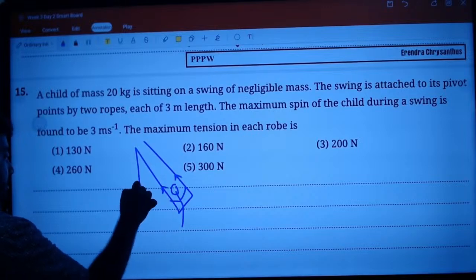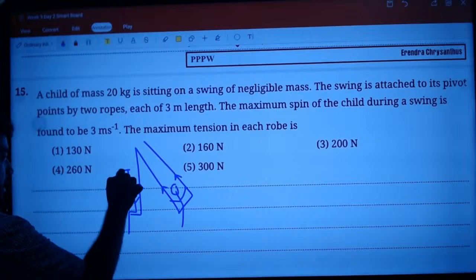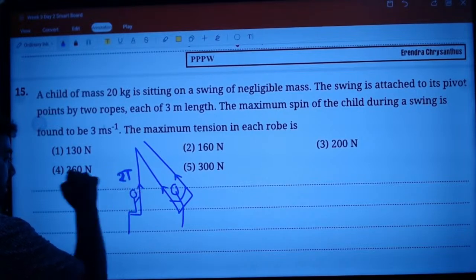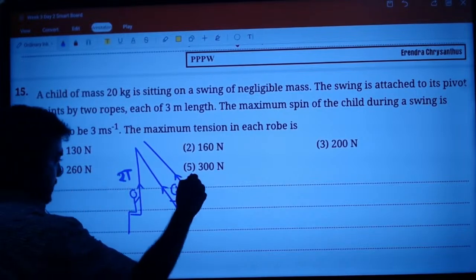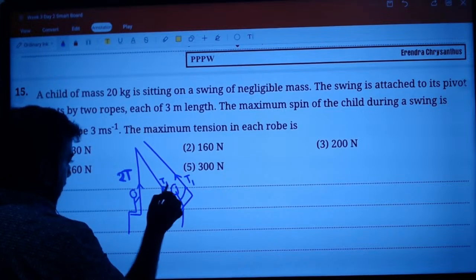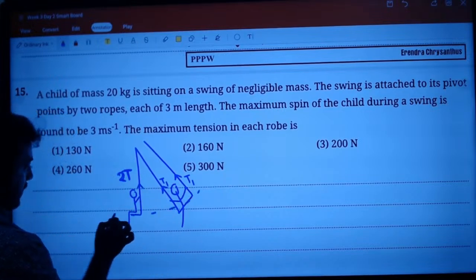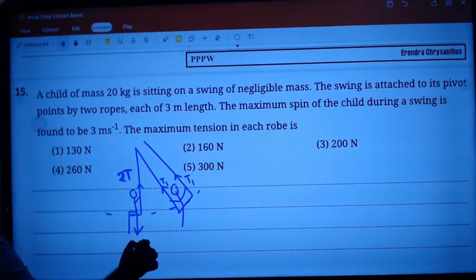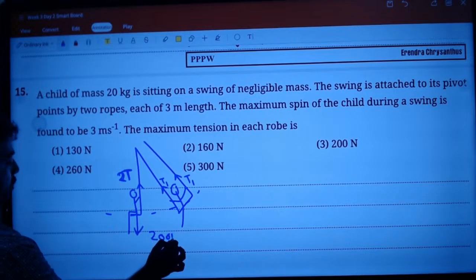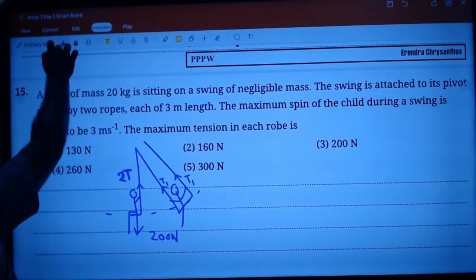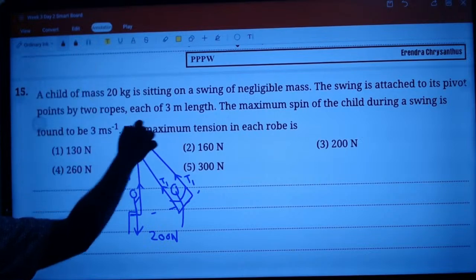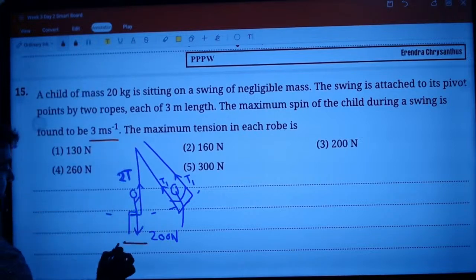So here the tension is 2T, don't forget. So this tension T, I have put here as 2T. Swinging here, mg is going to be 200 newtons. There you go. The speed at the lowest point is going to be 3 meters per second.